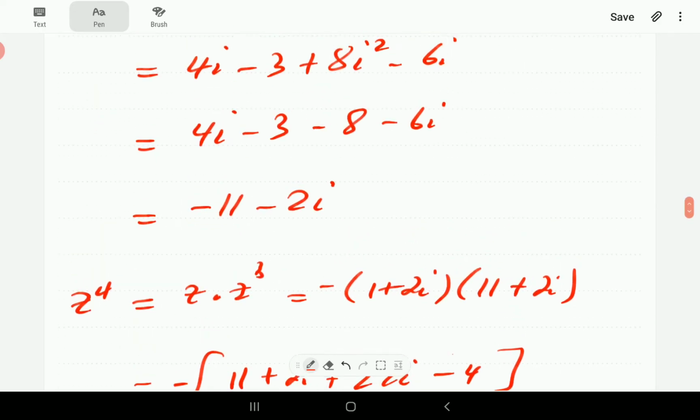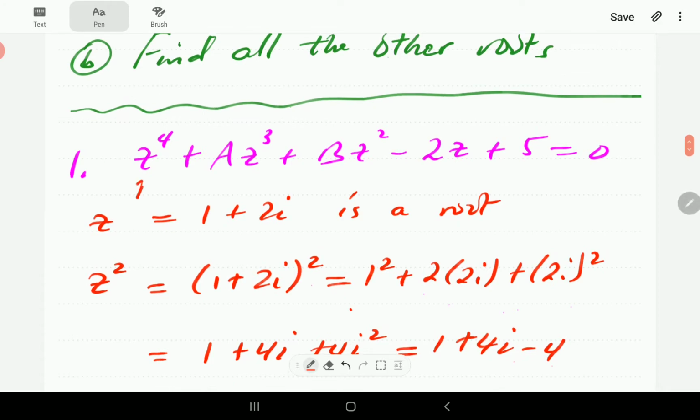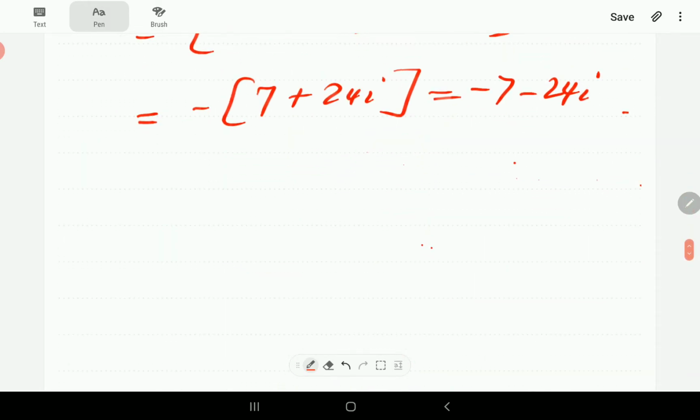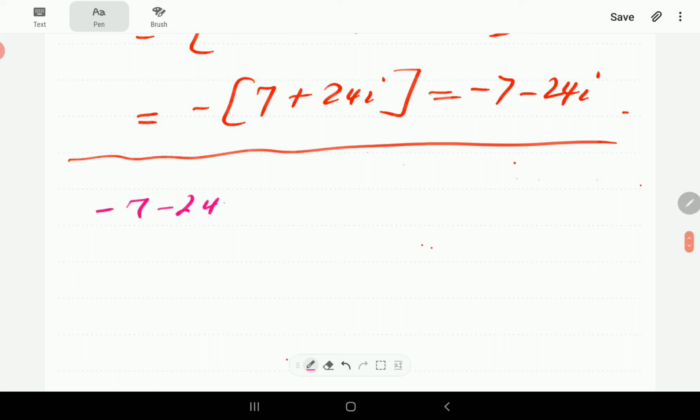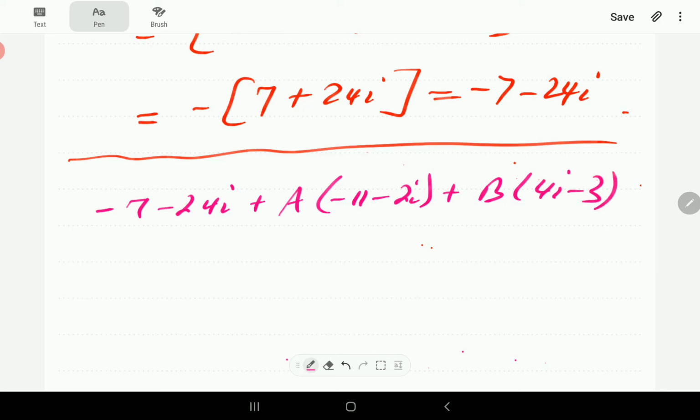And then, so what we're going to do is we're going to take each of these and plug them into this equation here, z to the power 4 there, z cubed there, z squared there, and z there. And then this thing, of course, must be equal to 0, since 1 plus 2i is a root. So if we do that, this is what we're going to get. So z to the power 4 is negative 7 minus 24i, then plus a times z cubed. Z cubed is minus 11 minus 2i, then plus b times z squared. Z squared is 4i minus 3, then minus 2z. Z is 1 plus 2i, and then plus 5, and this is equal to 0.